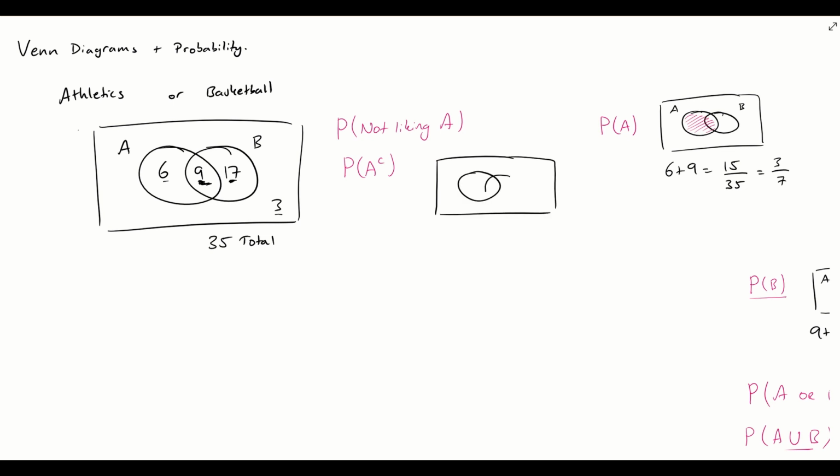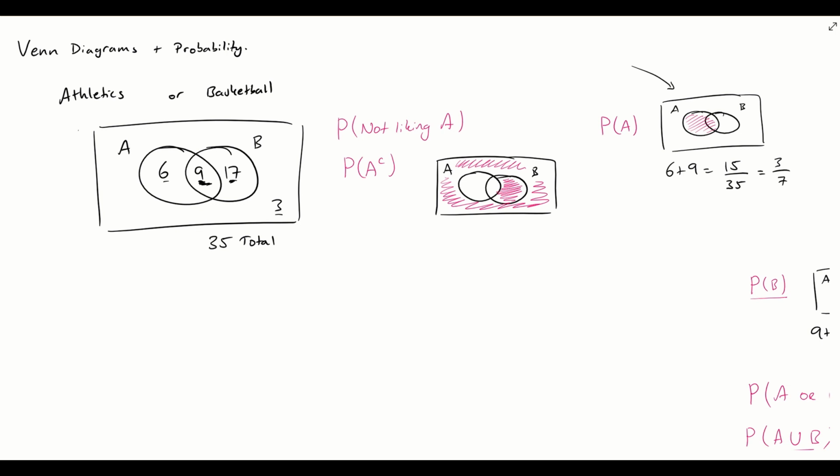Well, we saw before, and this is why I've brought this part over, that the probability that they do like athletics is that entire A circle. So the probability that someone doesn't like athletics is going to be this bit here, everything that is not in that A circle. The probability that we pick somebody that doesn't like athletics is everything that's not inside of that A circle.